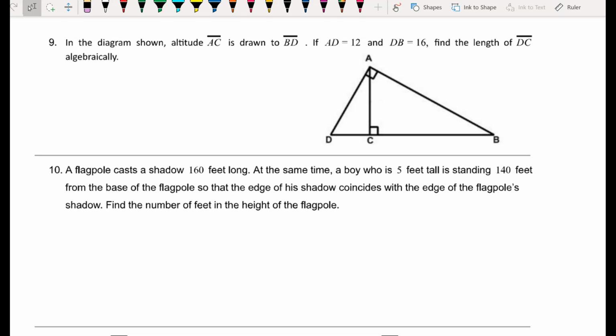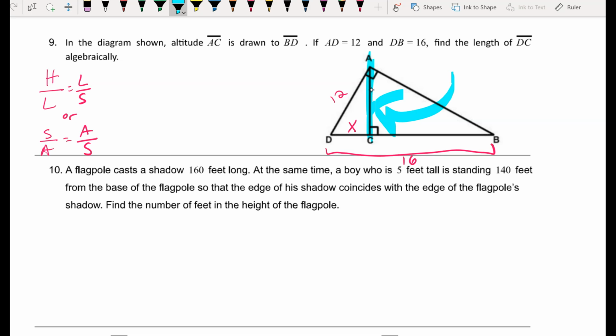Number 9. In the diagram shown, altitude AC is drawn to BD. If AD equals 12, DB equals 16, ooh, wish I gave myself more room here, find the length of DC. Well, you need to ask yourself, it's a right triangle with an altitude dropped. So is this going to be one of those Hills proportions or one of those SAS proportions? The question you should ask yourself is, do we know any information about the altitude?